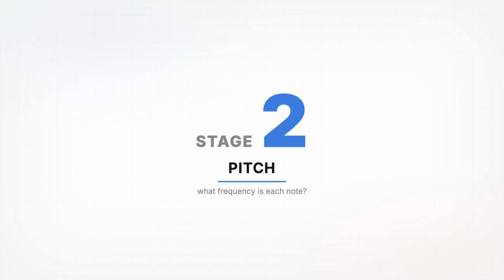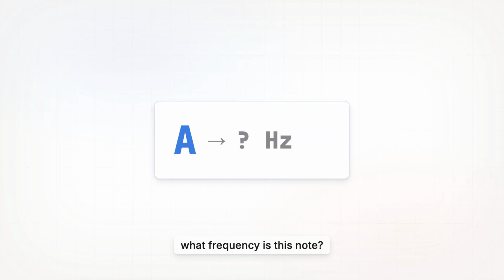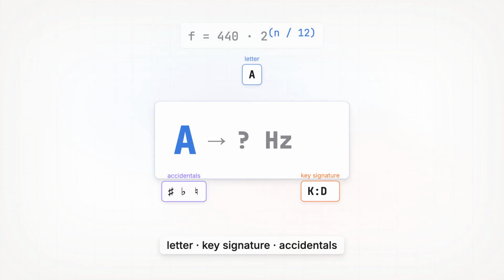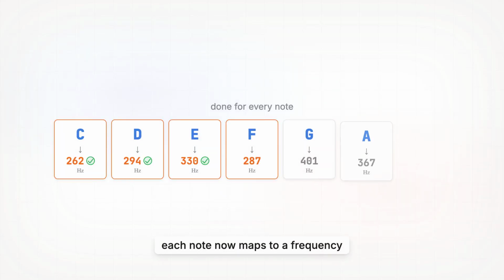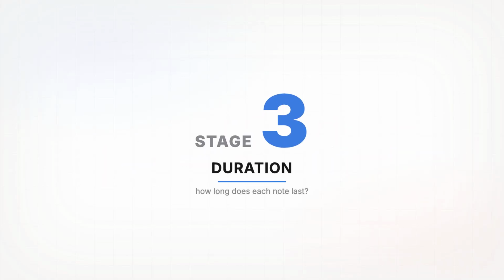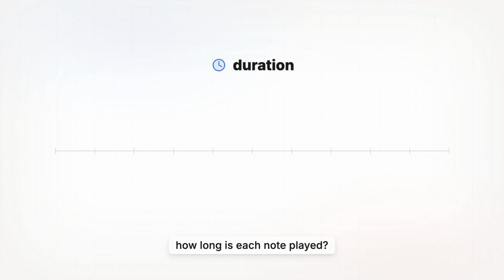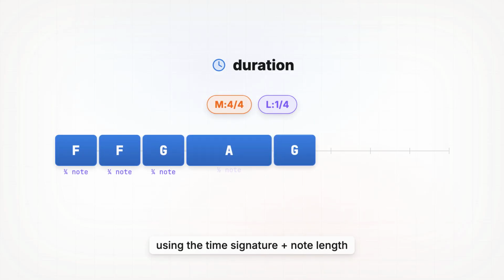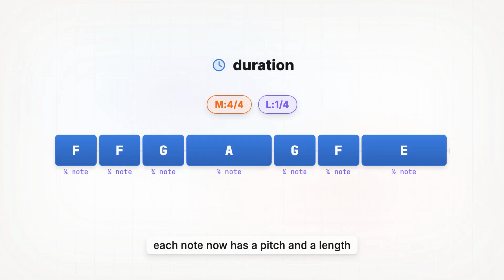Stage 2. The next step is calculating what frequency a note actually is. This depends on a combination of things including the actual letter, key signature, and accidentals. This is done for all notes so that each note has a frequency it's mapped to. In stage 3, the amount of time each note is played for is calculated. This is done using the time signature and default note length from the header. Now, each note has two things, a pitch and a length.